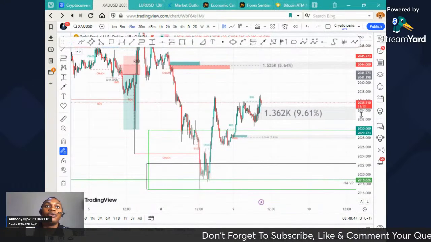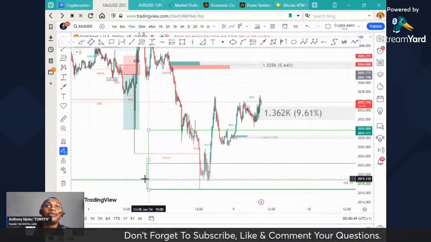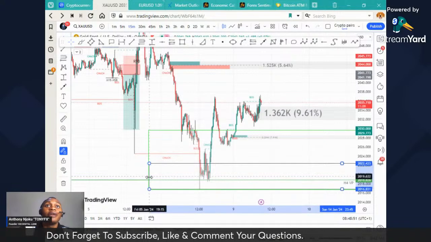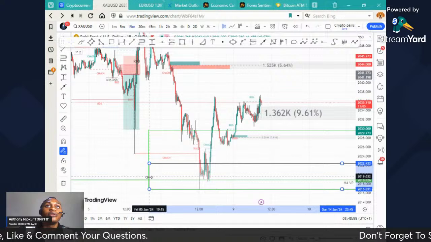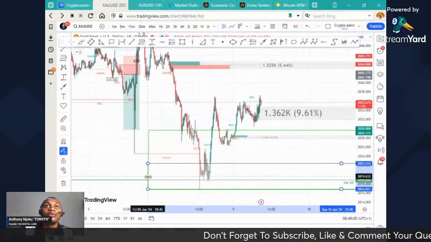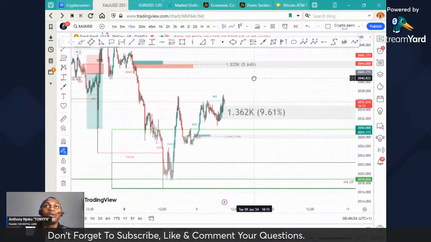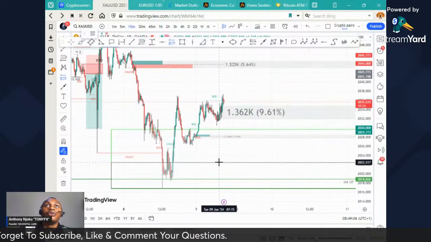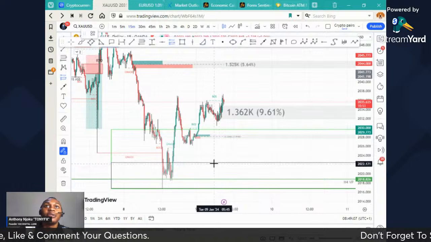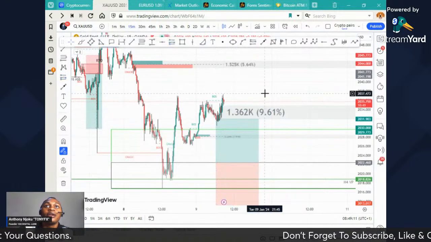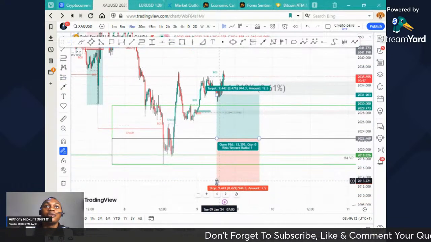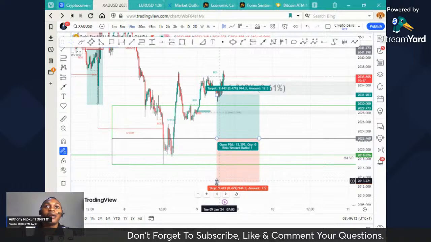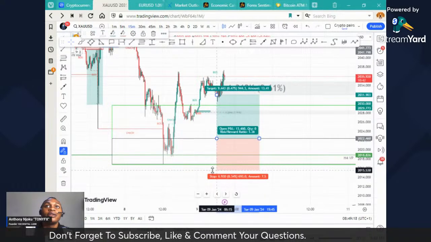So mainly for gold, I still hold my ground. Okay, so for gold, we'll be waiting for the market to come back and mitigate this order block. It might take quite some time, but it will get there.